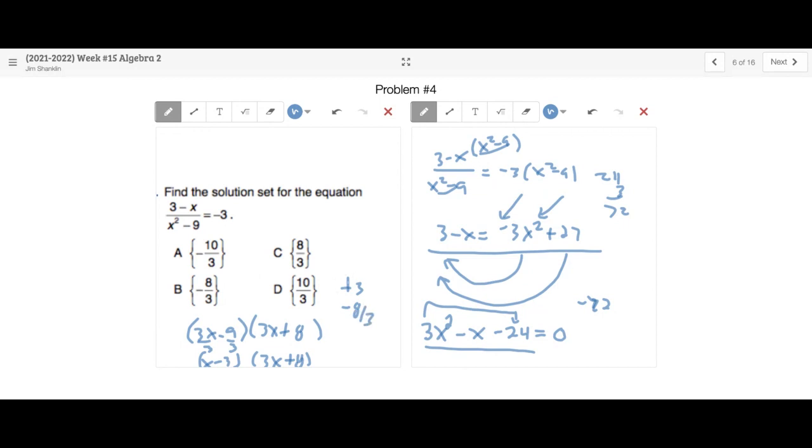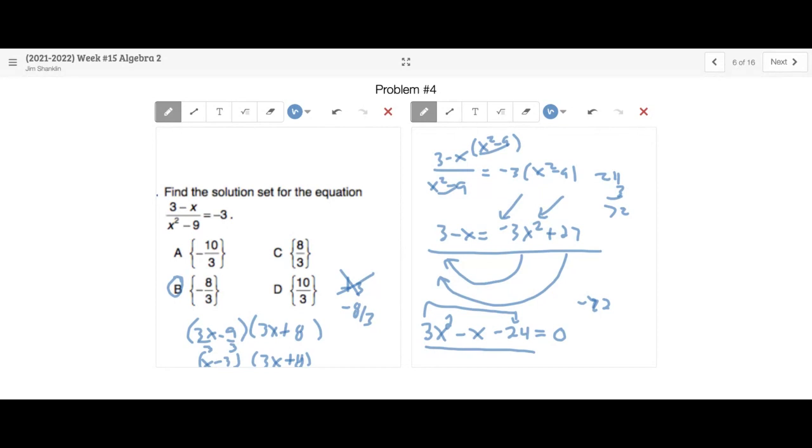Well, positive 3 is an extraneous solution. Why is it extraneous? Because if you put 3 in here, 3 squared minus 9 is 0. That cannot work. So negative 8/3 is the only solution that would work here.